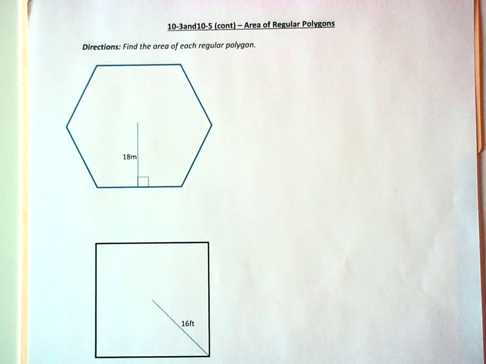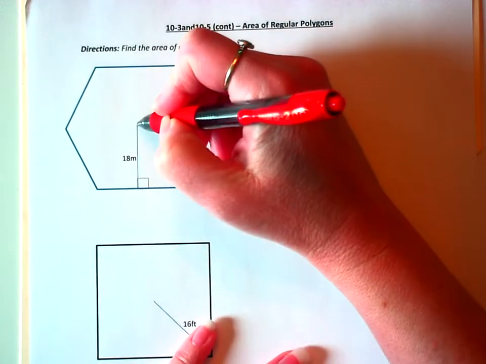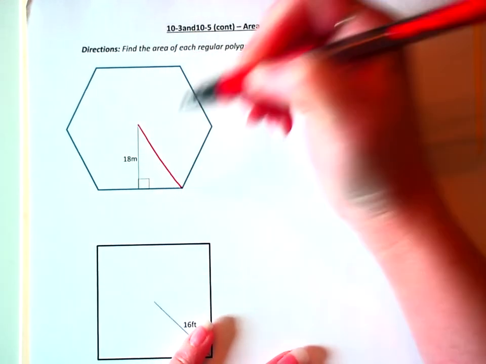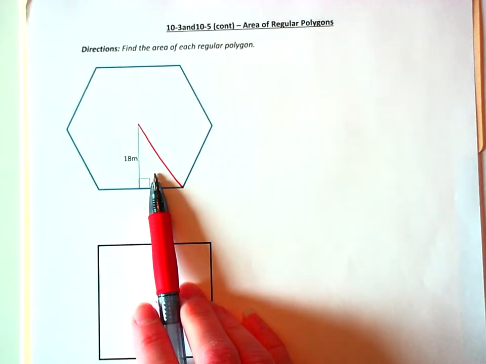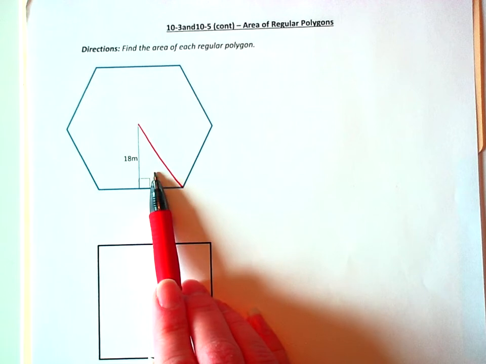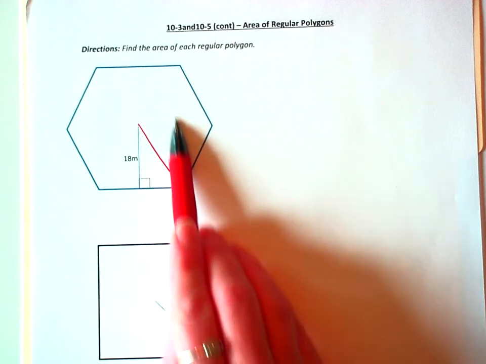All right, so on the first one, we have a hexagon. We're supposed to find the area of the polygon. So the first thing I'm going to do every time is create a right triangle. Okay, and then remember, I'm just going to find the area of that triangle, and then I'll take that and multiply it by 12. Why am I going to multiply it by 12? Because I can fit 12 of these right triangles inside my hexagon.